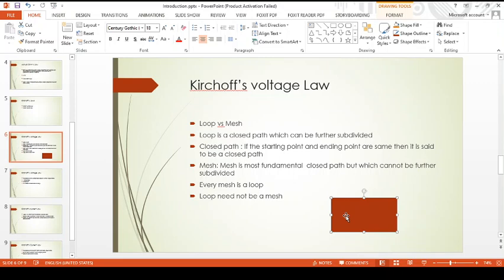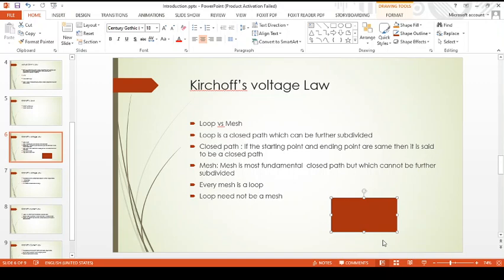Now, a mesh is also a closed path, but it is the most fundamental closed path. Why am I calling it a fundamental closed path? Because it cannot be further subdivided. That means within the mesh, there won't be any other closed path. But inside a loop, there can be a closed path. There need not be, right?